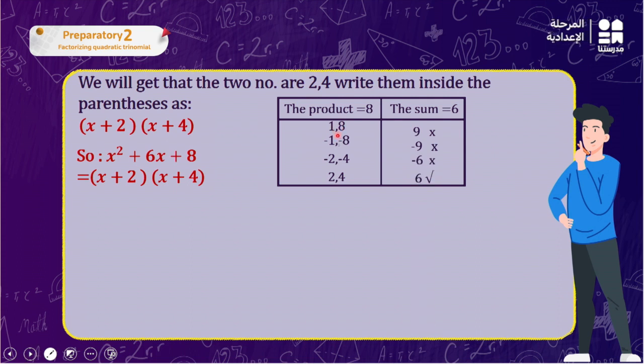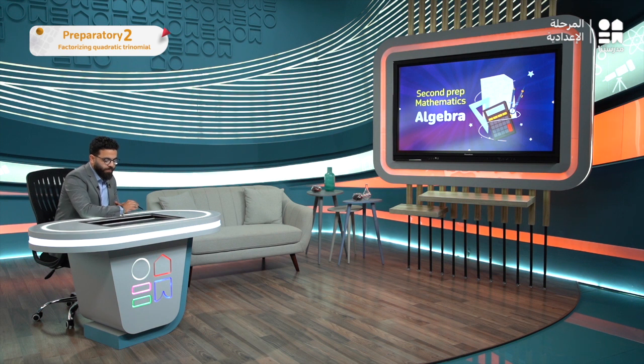Look here, it says 1 and 8 are factors of 8, so their product is indeed 8, 1 multiply 8. But is their sum 6? No, so this is wrong. Negative 1 and negative 8, their product is indeed 8, but is their sum 6? No. We find that only 2 and 4 have a product of 8 and at the same time a sum of 6. So check mark here, they are my 2 factors, and we can write x plus 2, x plus 4 as a factorization form for x squared plus 6x plus 8.